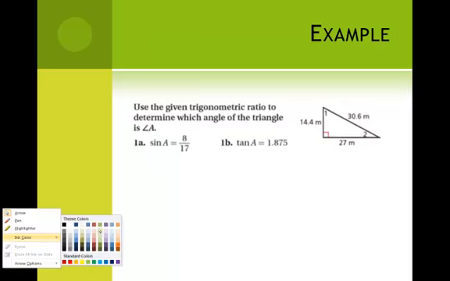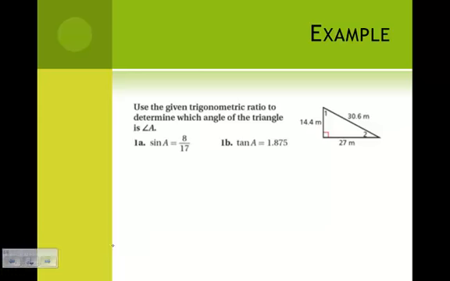So in this particular example, we're just applying what we know about SOHCAHTOA. We're trying to figure out, if you're given that the trigonometric ratio is 8 over 17, which one of these angles must be angle A? Is angle A going to be located here, or is angle A going to be located here?